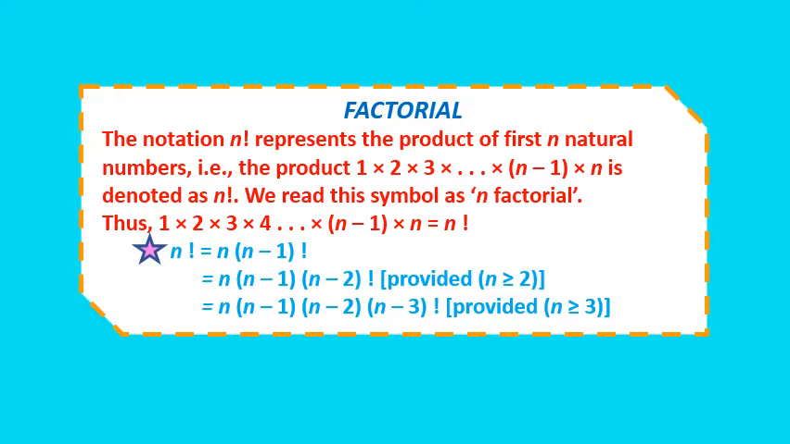Clear? One very important point, that factorial n can be written as n into n minus 1 factorial, which further can be written as n into n minus 1 into n minus 2 factorial, which can also be written as n into n minus 1, n minus 2, n minus 3 factorial, and so on. Remember this property because we will use this in many sums. Okay, so pause and note down these points.